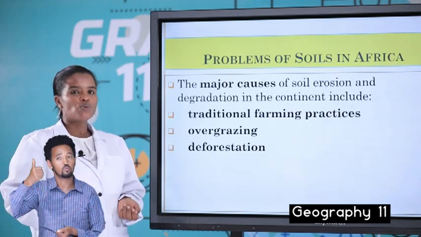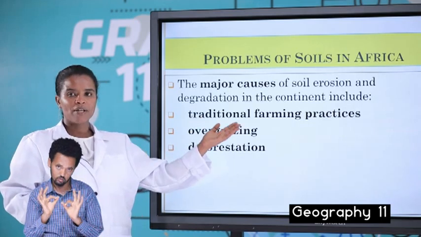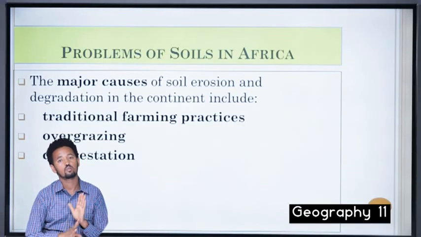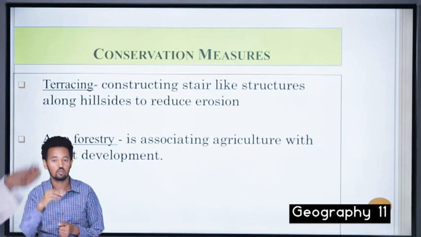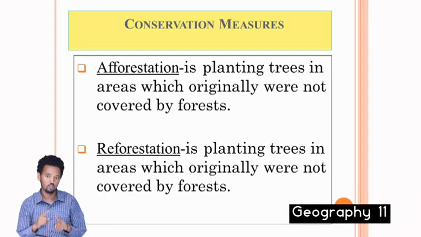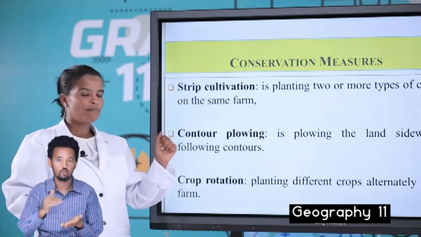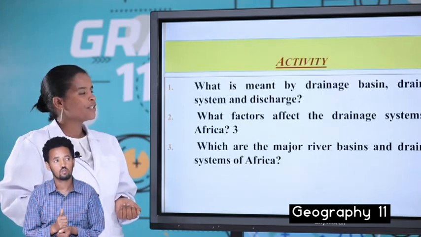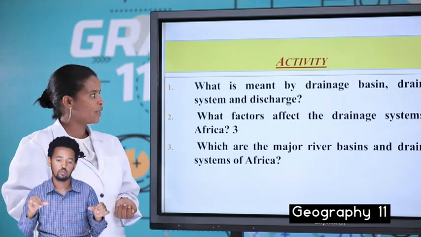The major causes of soil erosion and degradation in the continent include traditional farming practices, overgrazing, and deforestation. The main conservation measures in Africa are terracing, agroforestry, afforestation, reforestation, strip cultivation, which is planting two or more types of crops on the same farm, contour plowing, and crop rotation. These are the most common methods of soil conservation.